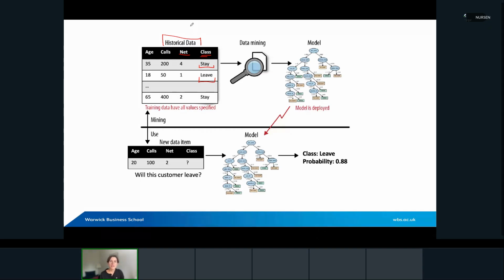We use this historical data, and we call this data the training data. We use this data to train, actually to teach our model to learn from the relationship between the features. This process is under data mining, and we use this data to build our model.